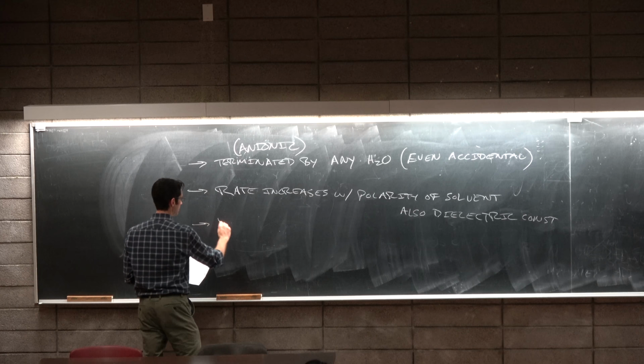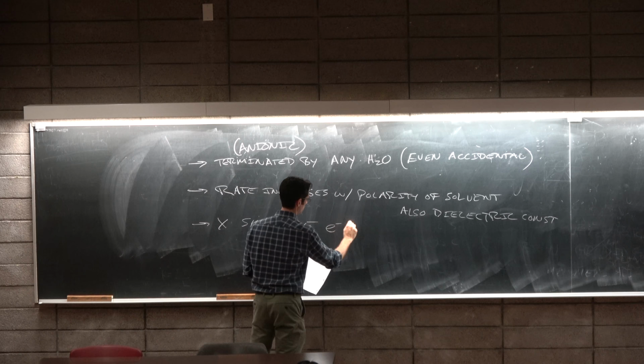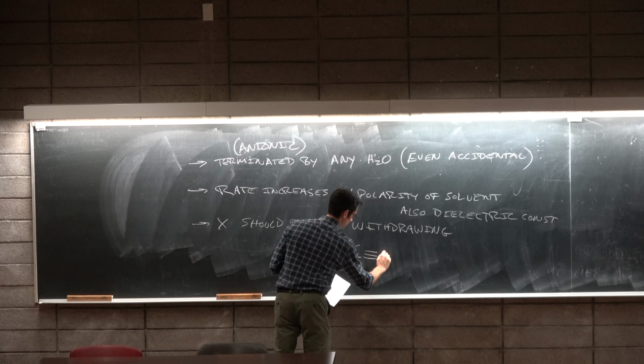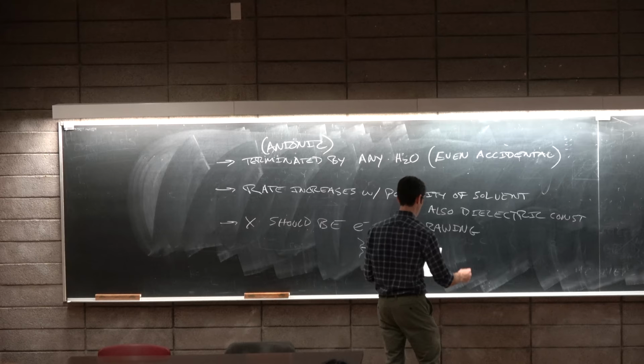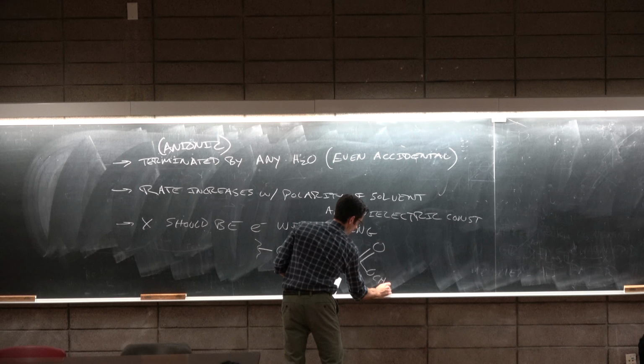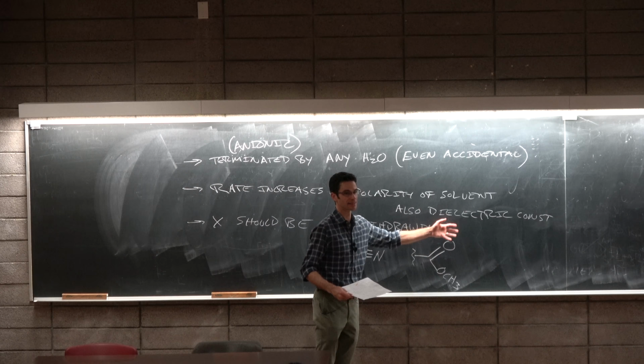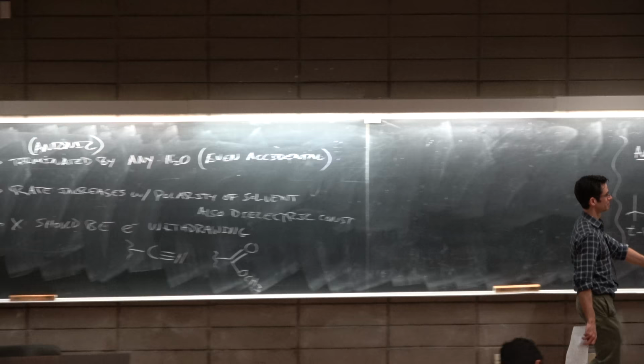And X should be electron withdrawing, like the nitrile or cyano group, or any carbonyl group, C double bond O. These structures tend to suck in electron density and give you a structure that makes this carbon atom receptive toward attack by negatively charged species.